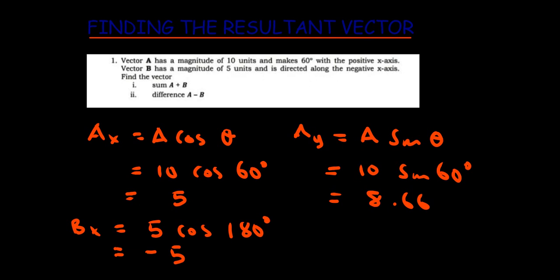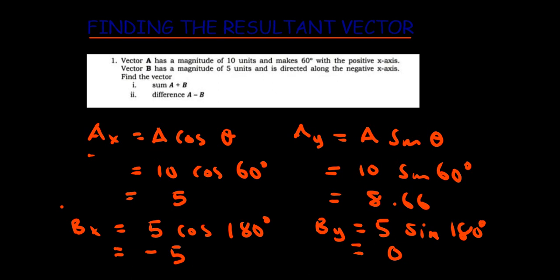Okay, so we now find the y component. What is our magnitude? 5. And what is our angle? It is 180. When you punch this in a calculator, you will get 0. So these are the components. We first have found the components of the vector A, and then the components of the vector B.